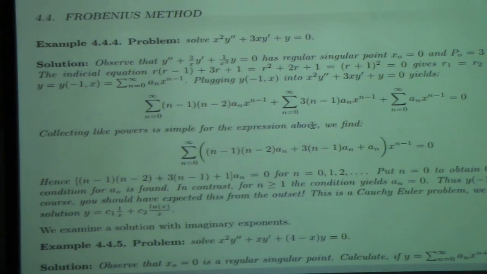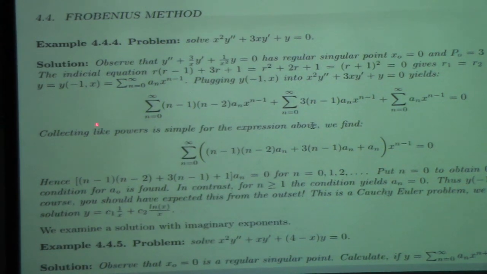Here's another example. X squared y prime prime plus 3x y prime plus y equals 0. If we divide this by x squared, we can see that p is 3 over x and q is 1 over x squared. So this one has p sub naught equals 3 and q sub naught equals 1. The indicial equation is this guy, which is r plus 1 squared equal to 0, so both of our exponents are minus 1.